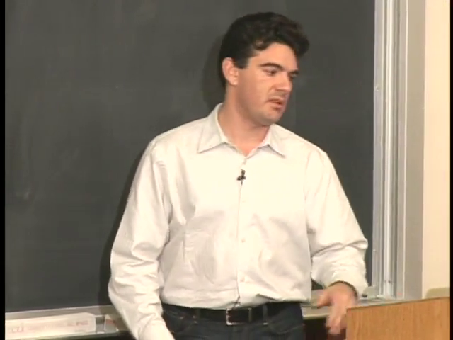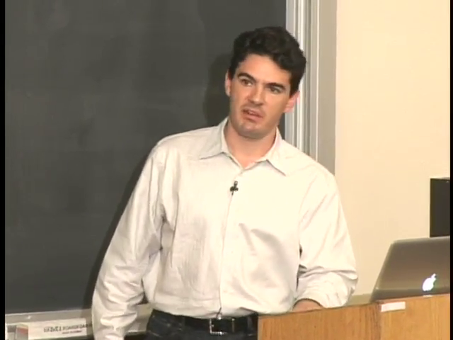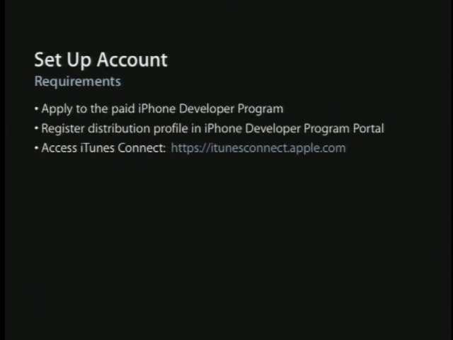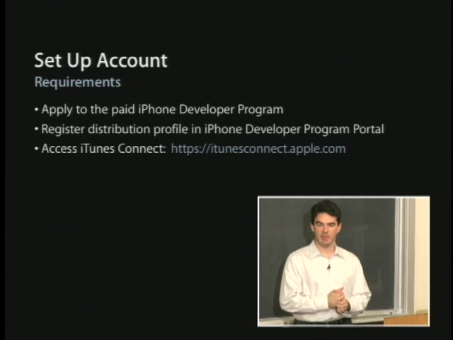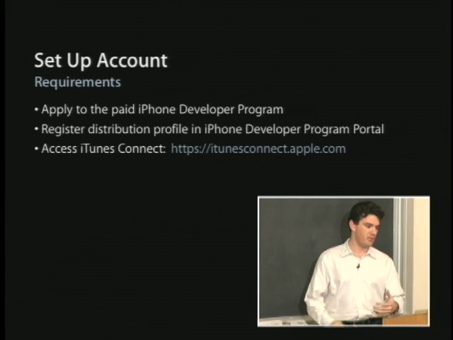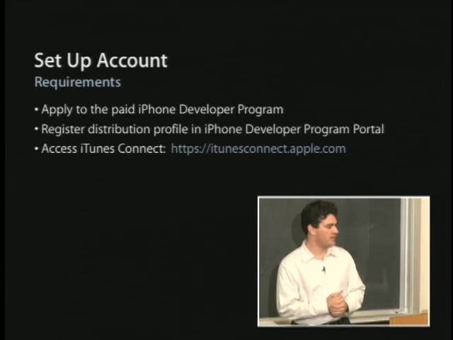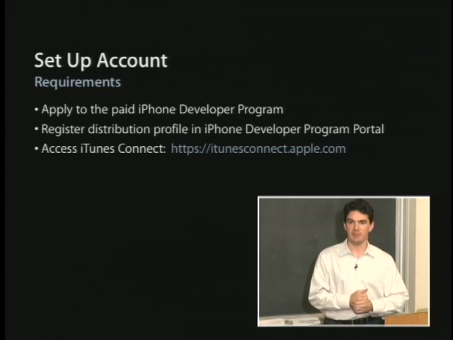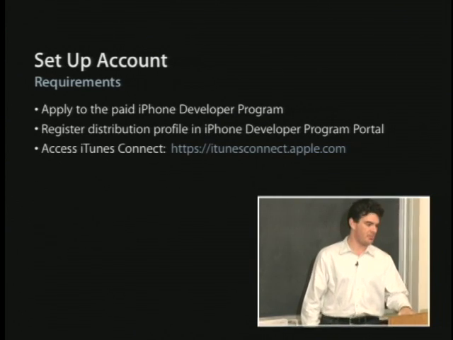So for publishing your app, it's a simple 5-step process. The first step is to set up an account in iTunes Connect. iTunes Connect is your online web portal for managing your apps and your content within the App Store. The prerequisite is that you must be a member of the paid iPhone Developer Program. In the iPhone Developer Program portals, you're going to register for your distribution provisioning profile, as well as set up your other team users. Once you have that, you're going to access iTunes Connect at itunesconnect.apple.com.